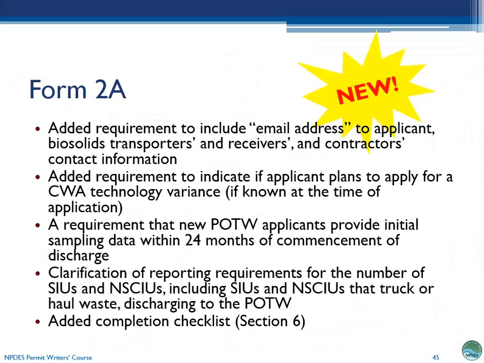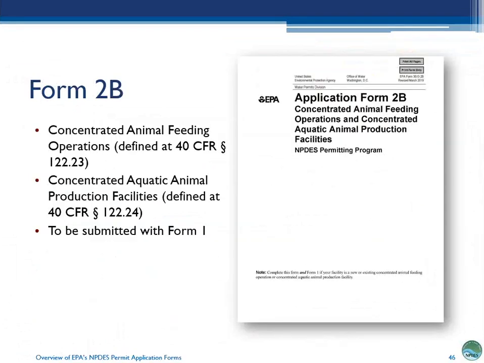The form now requires new POTW applicants to provide initial sampling data within 24 months of commencement of the discharge. It also requires applicants to report the number of significant industrial users and non-significant categorical industrial users discharging to the POTW. The updated form now also includes a completion checklist.